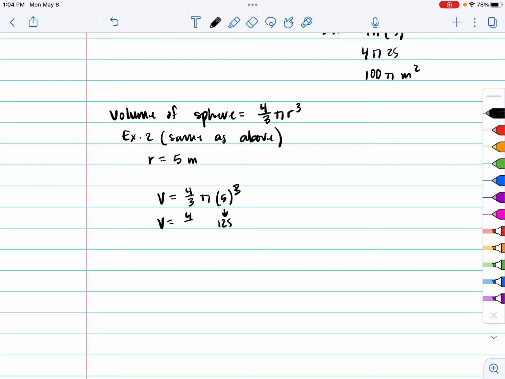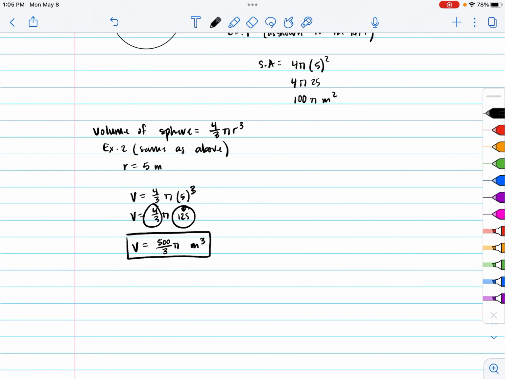So bring everything else down. 4/3 pi 125 cubed, or 125. Now, 3 unfortunately does not go into 125. So in order to simplify this, we are going to multiply these two together. And we should get volume is equal to 500 over 3 pi meters cubed. And that's as far as we would go if we wanted the exact answer.